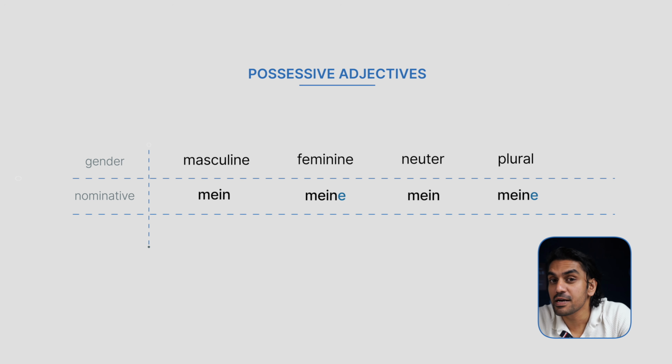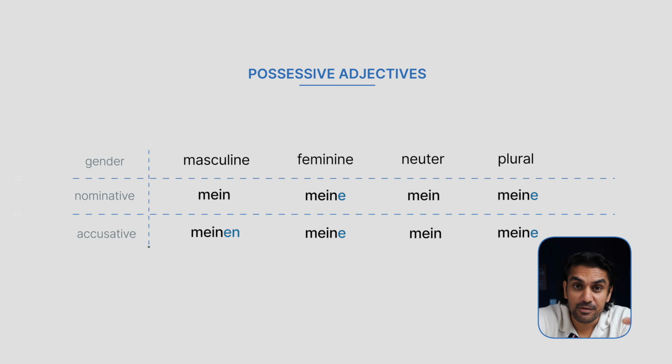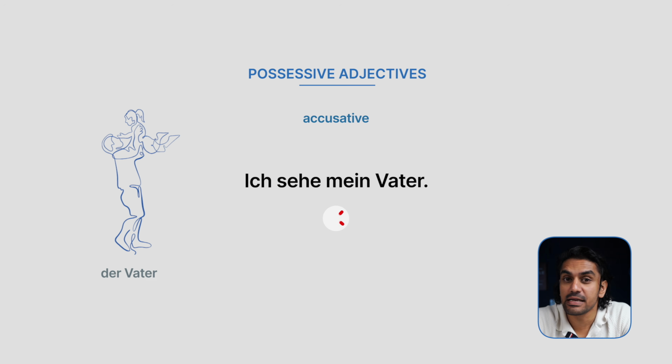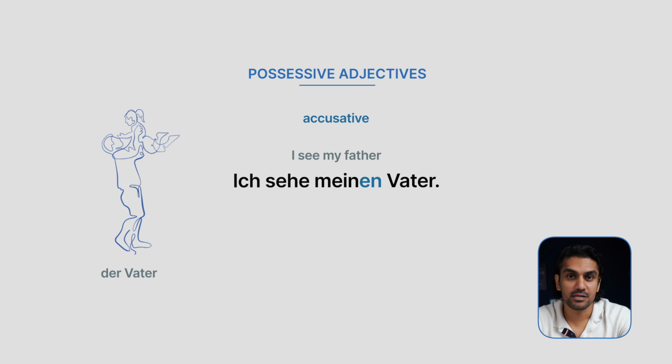Now, when the noun becomes the object, that's the accusative case. And here, the masculine form gets an extra en at the end. So, instead of saying ich sehe mein Vater, you say ich sehe meinen Vater. I see my father. Here, mein Vater is the object. So, it changes to meinen Vater in the accusative case.